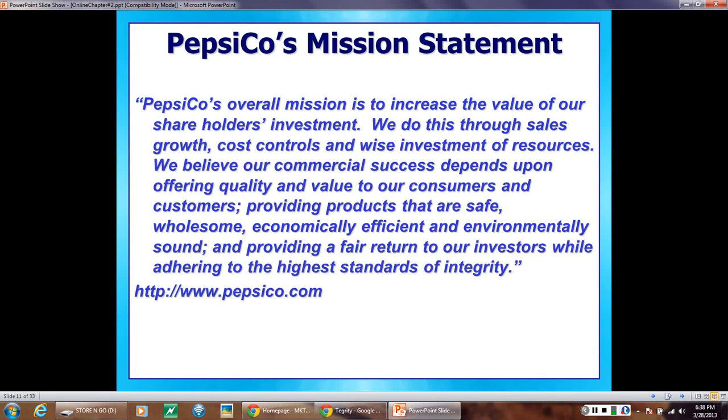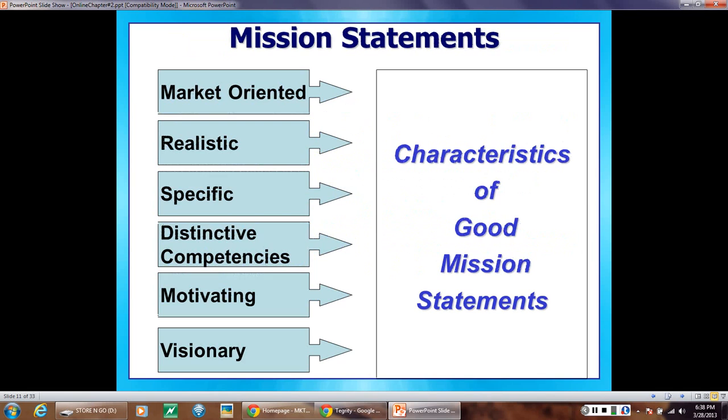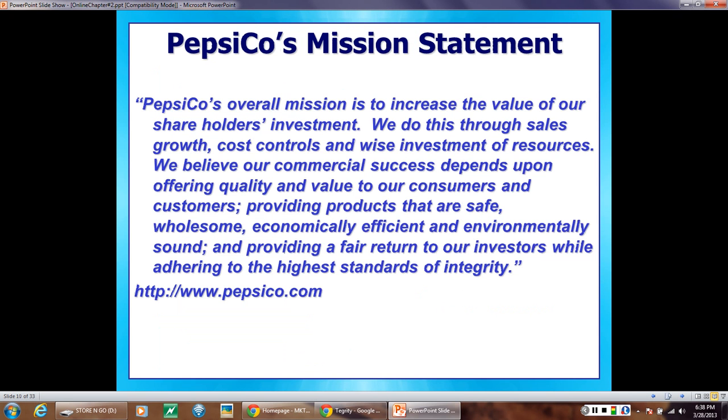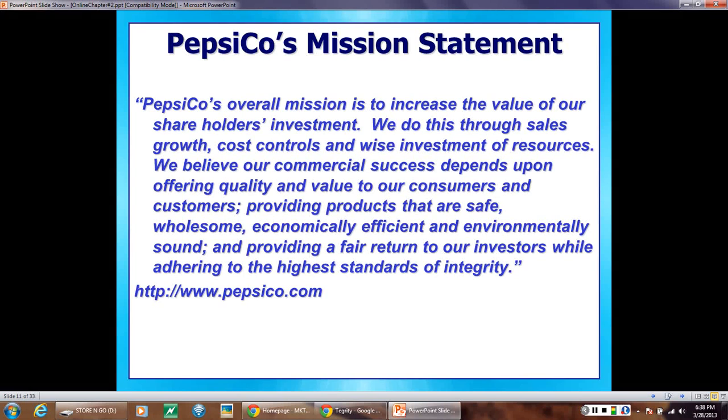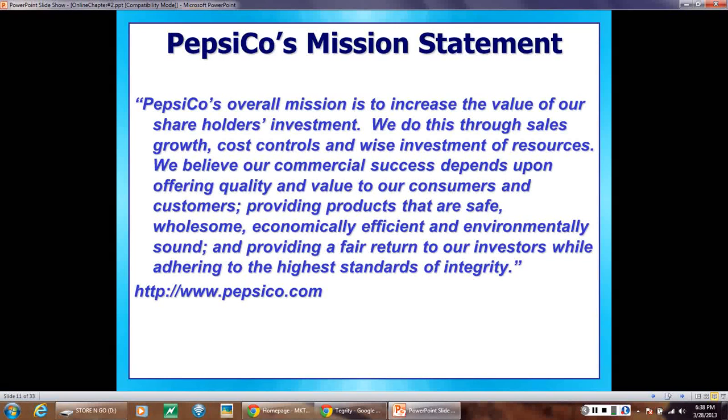This is a big company. You'd think they could do this well. Now, we're going to look at these and kind of evaluate the statement. Is it market-oriented? Well, in there they talk about consumers and customers, but that's it. The shareholders are not external. Shareholders are the owners of the company. Is it realistic? Well, given that all they really say they want to do is increase the value of our shareholders' investment, I suppose that's very realistic.